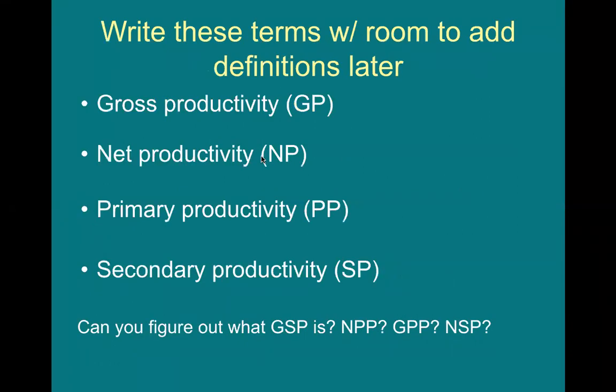So we're going to cover these specific definitions a little bit later, but for now you can just write down these terms with some space to add more. We have gross productivity, which is represented by GP, net productivity, primary productivity, and secondary productivity. And hopefully, you should be able to figure out what GSP, NPP, GPP, and NSP mean from this information.